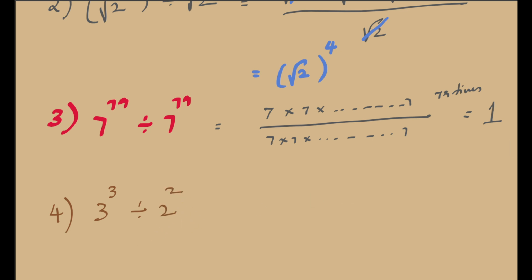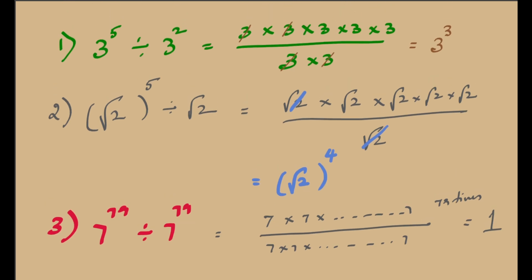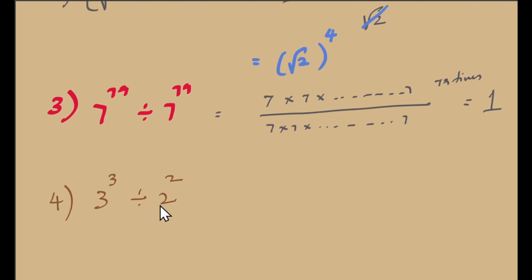Now the difference between the earlier examples and this one, if you notice, is that earlier the bases were the same. For the first one, the base is 3, second one, the base is square root of 2, third one it is 7. Here the bases are different. So let's see what we arrive at. You have 3 times 3 times 3 in the numerator and 2 into 2 in the denominator. This cannot be simplified. No common factors, nothing. So I think you will have to leave it like this, right?